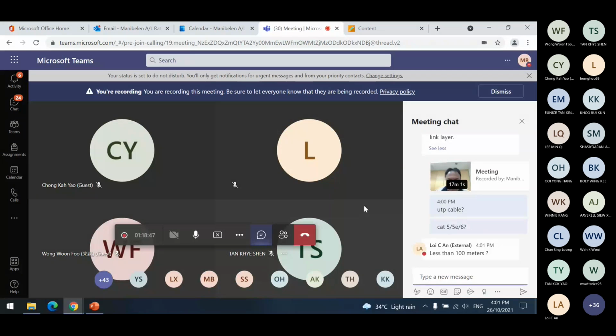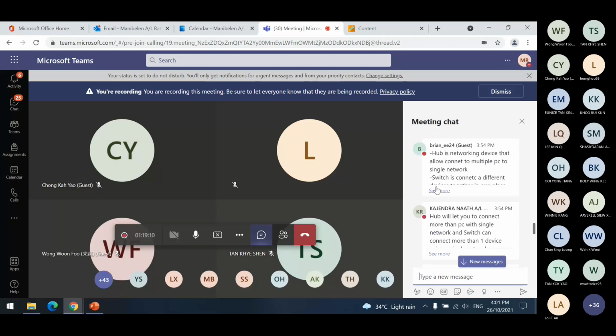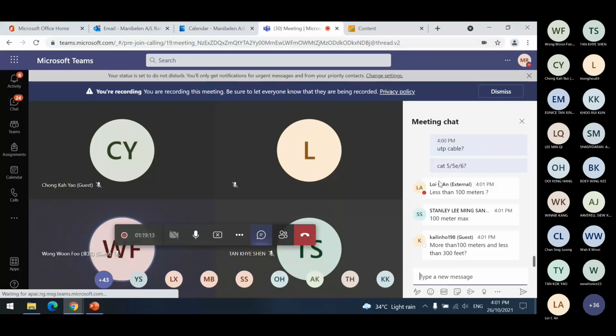What about the rest? Only one answer so far? Less than 100 meters. Anyone else? Okay, I see some answers now. 100 meters max from Stanley, more than 100 meters and less than 300 feet. Okay. All right. Generally, it's 100 meters.